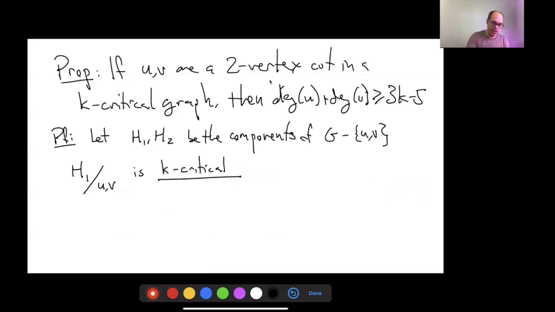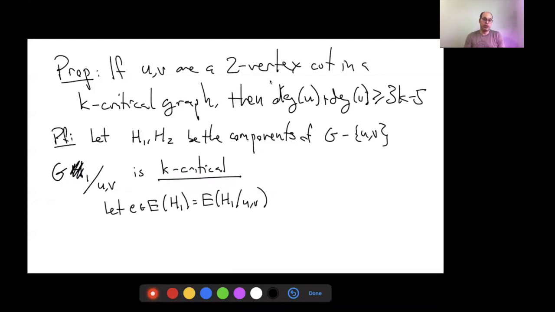All right. In fact, we are going to show that it's k critical. In other words, we want to show that if you have any edge, for example, and you remove it, then that's k minus 1 colorable. Well, the edges of this graph really correspond to the edges of G1. With these things identified, it's really just the edges of G1, because u and v weren't connected by an edge, so you didn't get rid of any edges by squishing them together. All right.